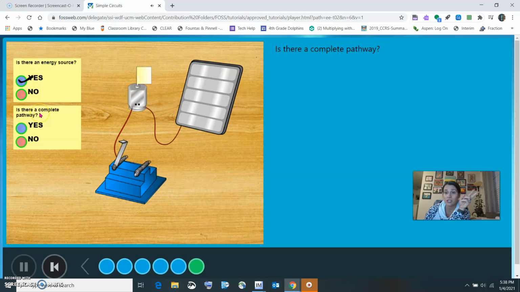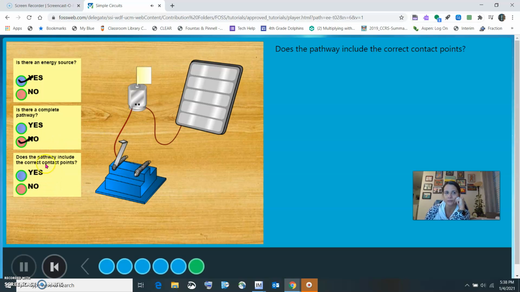Question number 2, is there a complete pathway? Okay, we go from the energy source to the motor. Uh-oh, is there a complete pathway? No, if we shut that, it stops right there. There's no circuit, there's no circle there. So no, the pathway is not complete.